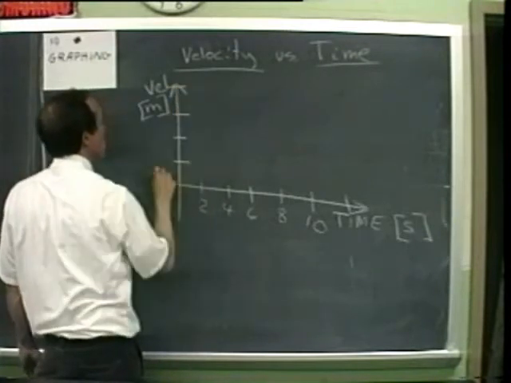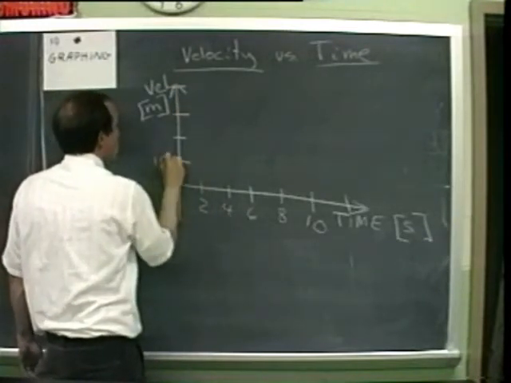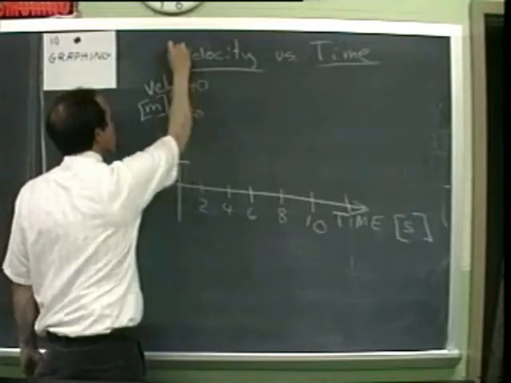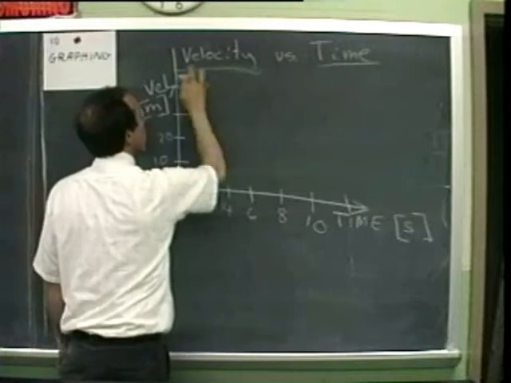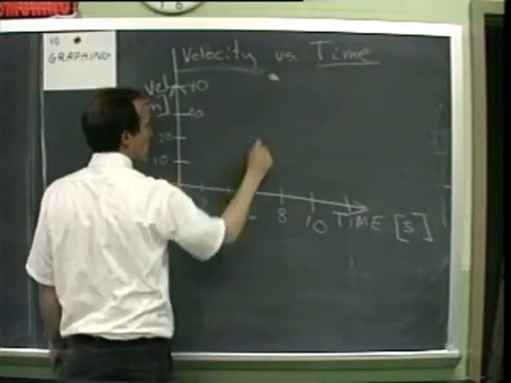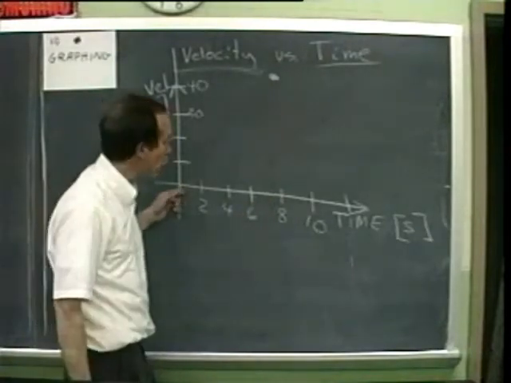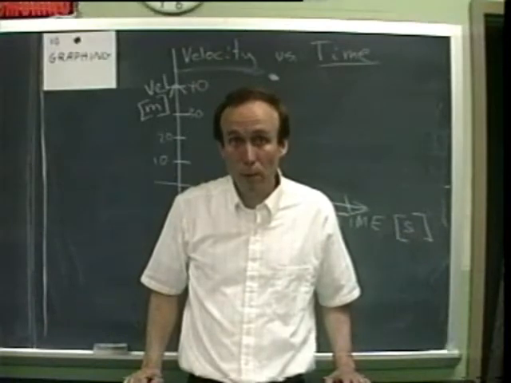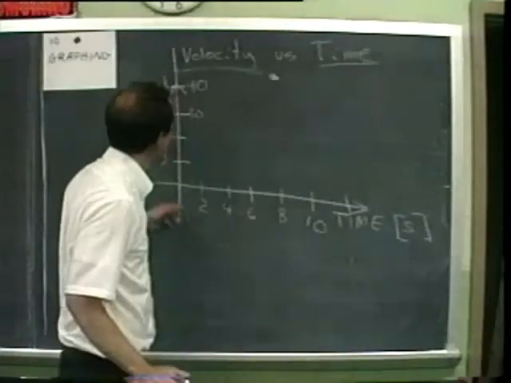Let's try 10, 20, 30, 40, and I believe I said they were moving at 45 meters per second at the 7-second mark, whatever the example given. Let's assume we find the car was moving at 45 meters per second at time 7 seconds.